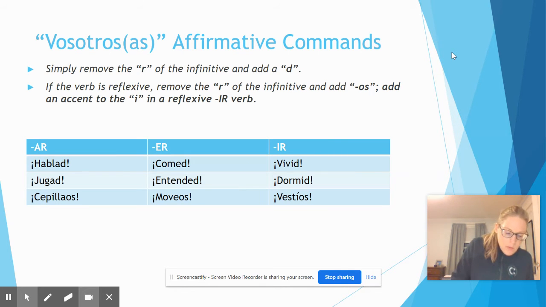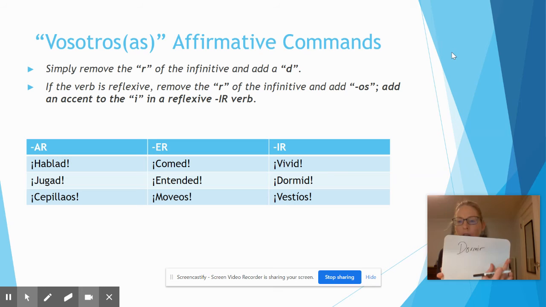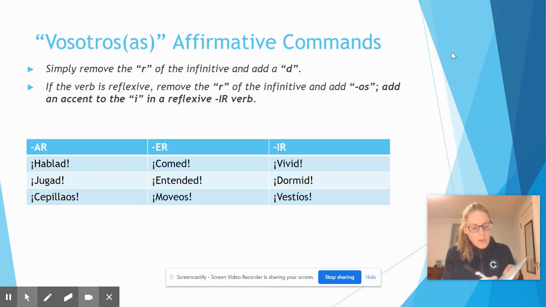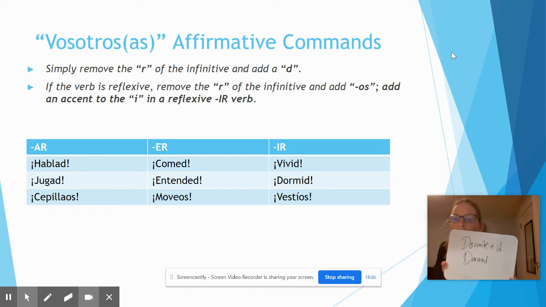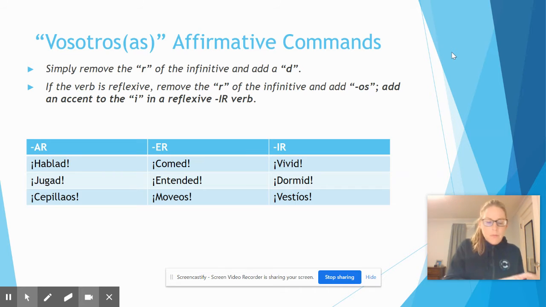Vosotros affirmative. You don't need to worry about stem changes here. If the verb is dormir, you leave it in the infinitive, drop the R, add a D. Dormid. Oh, sorry. If the verb is reflexive, remove the R of the infinitive and add os. You have to add an accent to the I in a reflexive IR verb.